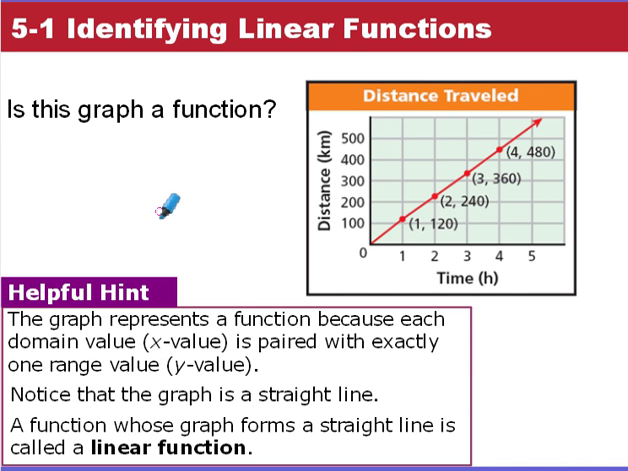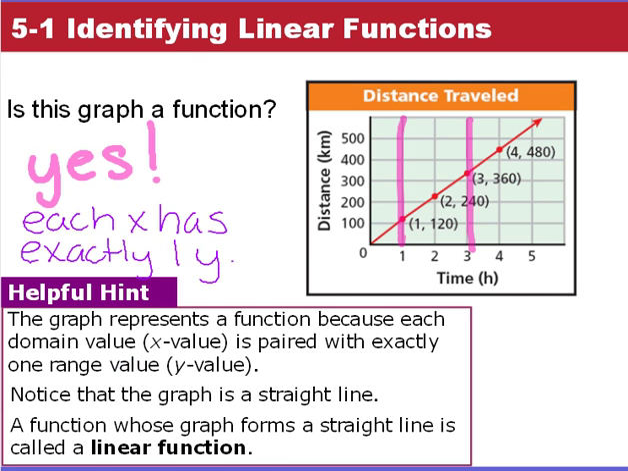Here we have a graph, and we want to say, is this graph a function? We're going to make sure each x has a unique y, and in fact we could also do our vertical line test, drawing a line down that intersects our graph at one point each time. So yes, this is a function. And this helpful hint down here: this also forms a straight line. So therefore this graph is for a linear function, meaning it's a function that's a straight line.